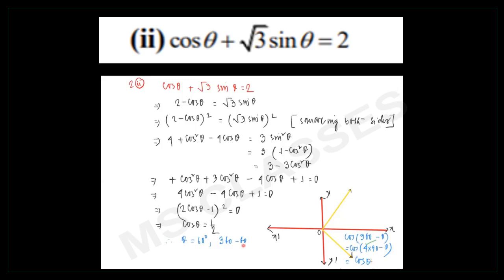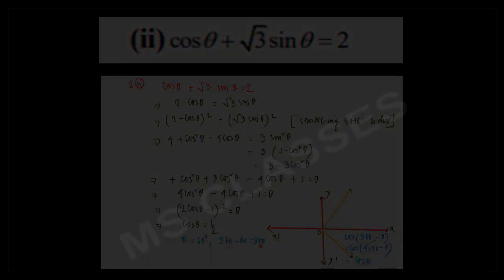So 360 minus theta, which is 300, will give the same cos of that angle, that is cos of 300, and cos of 60 will give us the same output, half. So those are the two solutions.